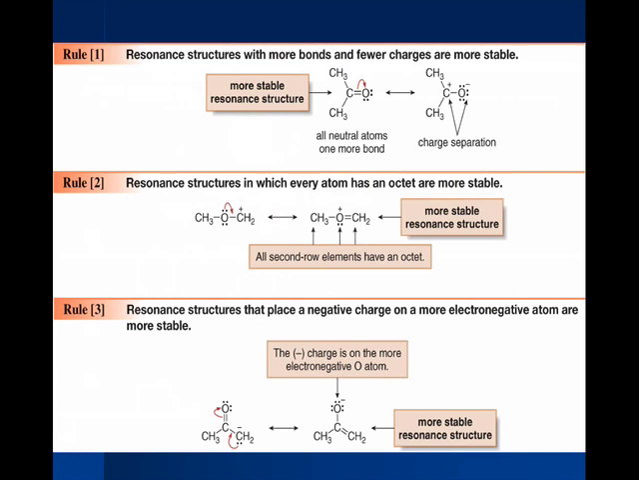So even though oxygen, in this example that you see here, has a positive charge on the right, it's the most stable resonance structure. It's the major contributor because every atom has an octet. So all second row elements, we want them to have an octet if possible. Rule 3, resonance structures that place a negative charge on the more electronegative atom are more stable. We talked about that just a second ago in our enolate example. So here's another enolate: carbon with the negative charge, oxygen with the negative charge. This is going to be the more stable resonance structure.